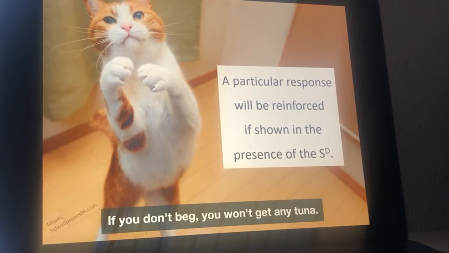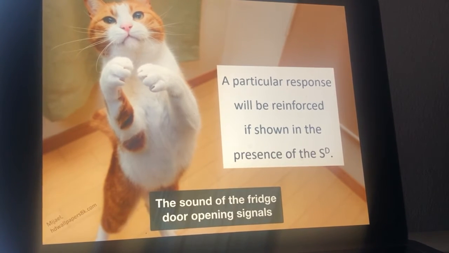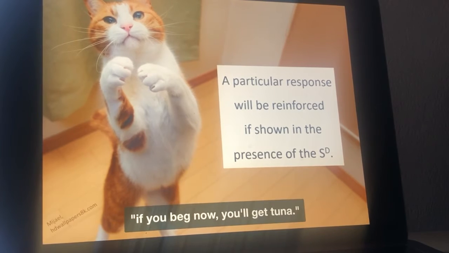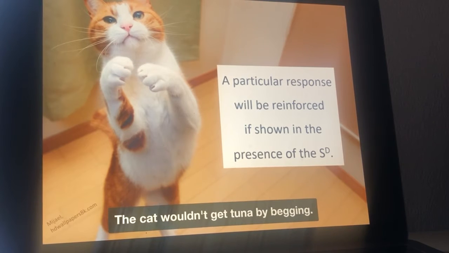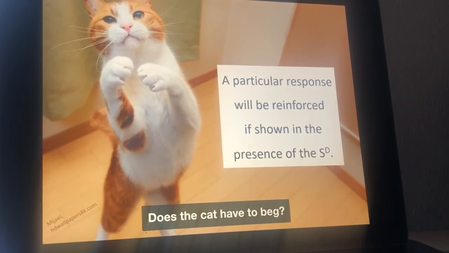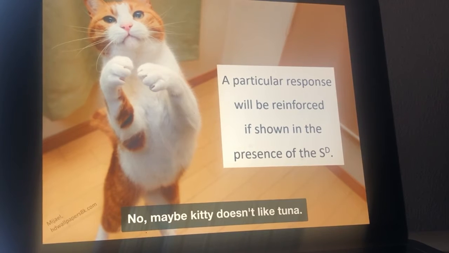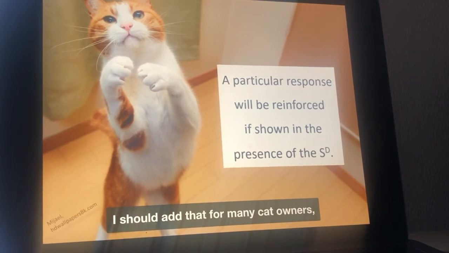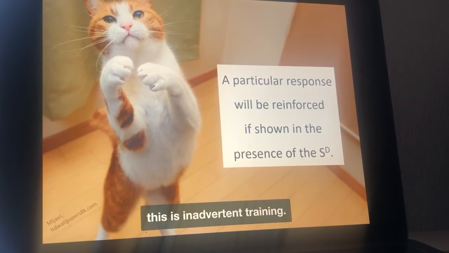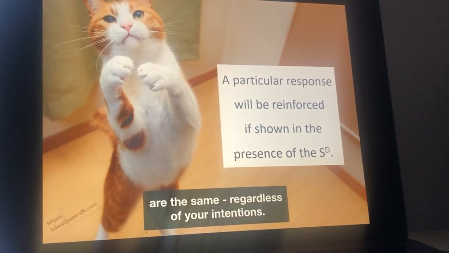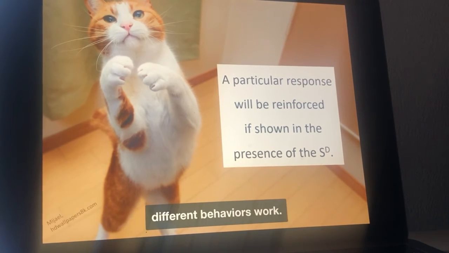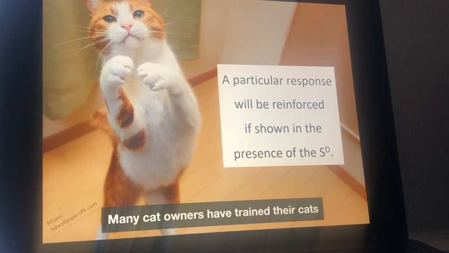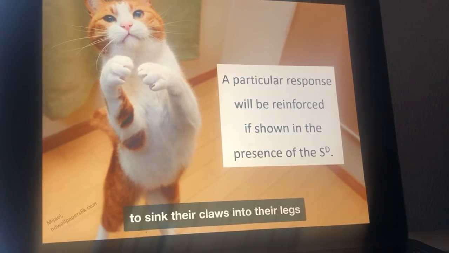Getting tuna is a consequence of begging behavior. If you don't beg, you won't get any tuna. The sound of the fridge door opening signals, if you beg now, you'll get tuna. And without the fridge sound, the behavior wouldn't work. The cat wouldn't get tuna by begging. Does the cat have to beg? No. Maybe kitten doesn't like tuna. I should add that for many cat owners, this is inadvertent training. To the cat, it doesn't matter. The learning mechanisms are the same regardless of your intentions. The cat simply learns in which contexts different behaviors work. And many cat owners have trained their cats to sink their claws into their legs when the fridge door is opened.